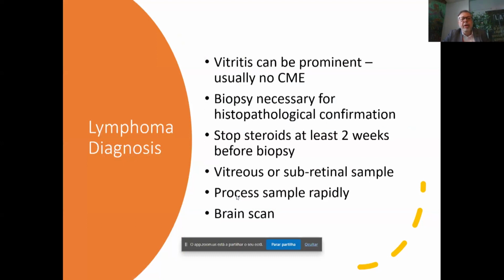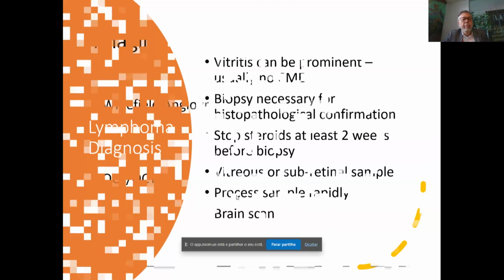Keep in mind that vitritis can be very prominent, but usually not associated with macular edema in lymphoma unless the patient has been previously treated. Stop steroids at least for a couple of weeks before you obtain your biopsy, and you can try to take vitreous samples or subretinal samples, processing that sample rapidly, and don't forget that with lymphoma in the eye, you need to make sure you're excluding lymphoma in the brain.